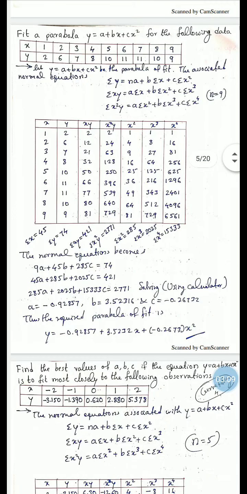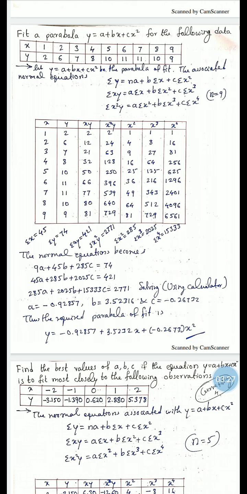So another question, fit a parabola y equal to a plus bx plus cx square for the following data. The data is like this: x row contains 1 2 3 4 5 6 7 8 9, y row contains 2 6 7 8 10 11 11 10 9.